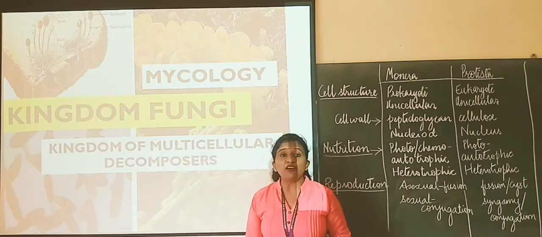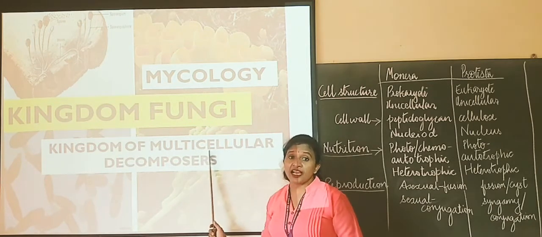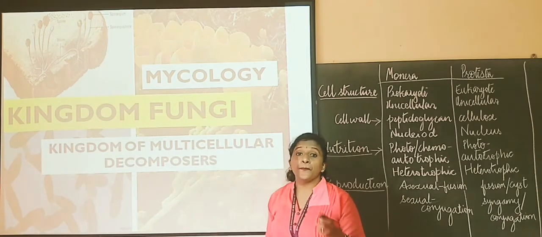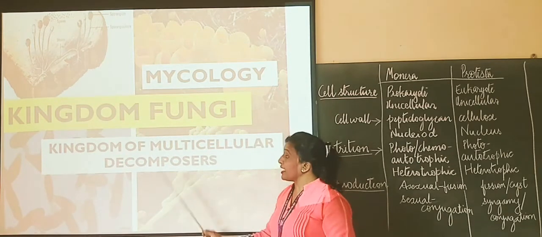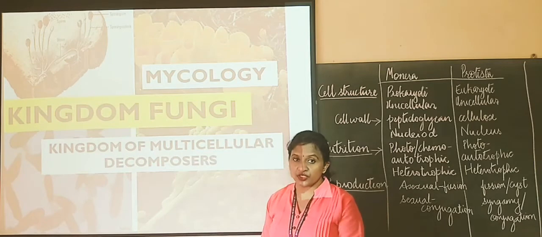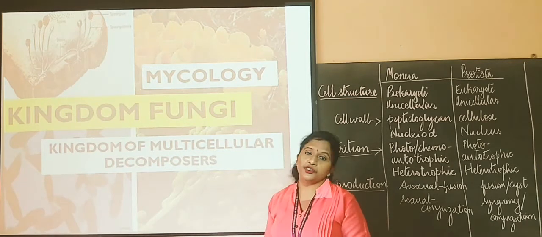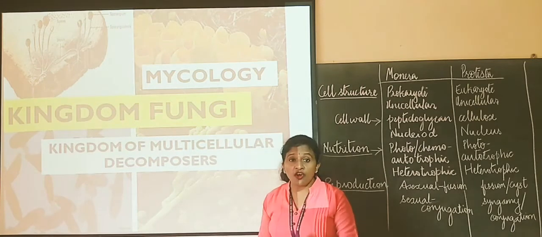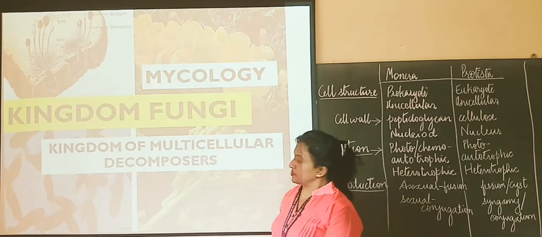So up till now we were discussing unicellular organisms. In kingdom Fungi, all species are multicellular in nature. They are eukaryotic and they are decomposers. That means they follow a heterotrophic mode of nutrition that lives on organic matter or dead organisms.